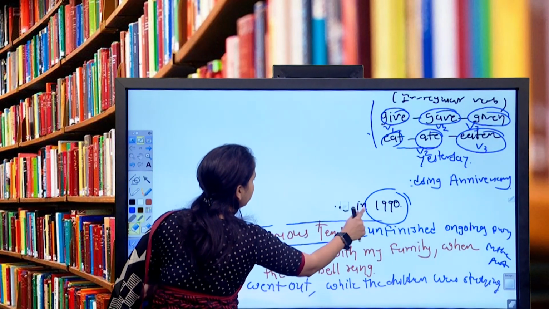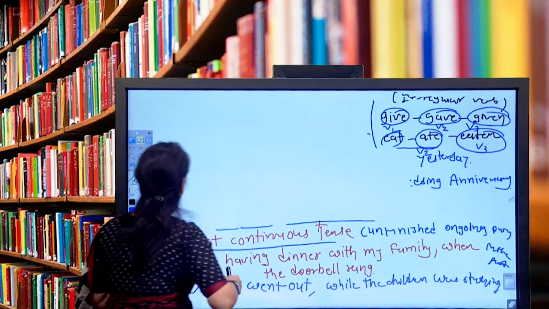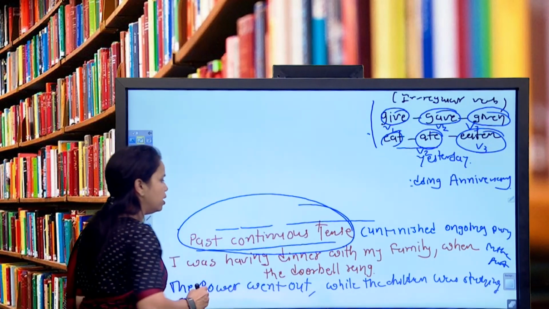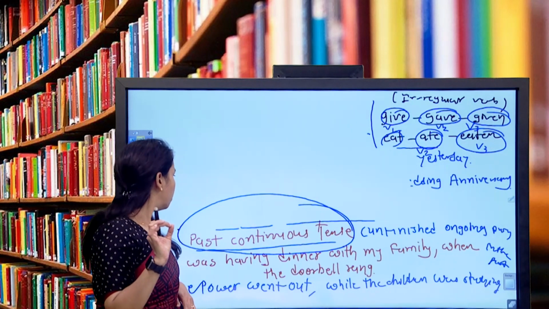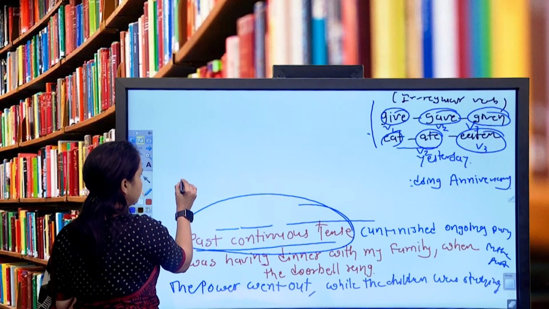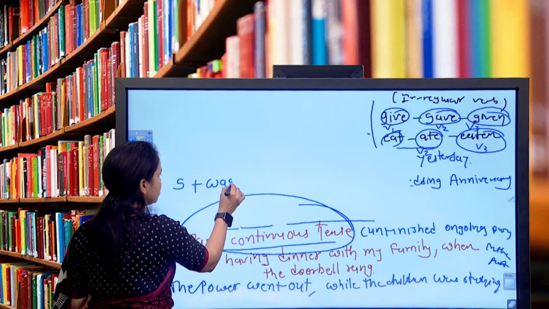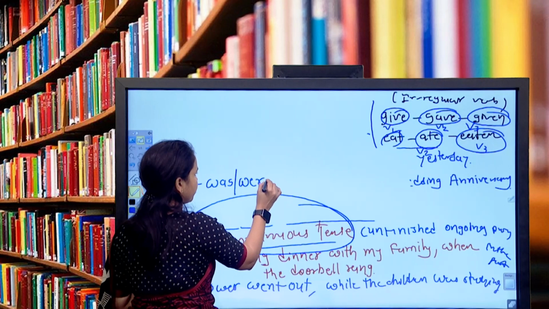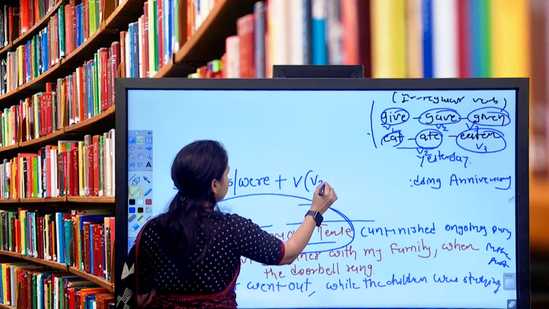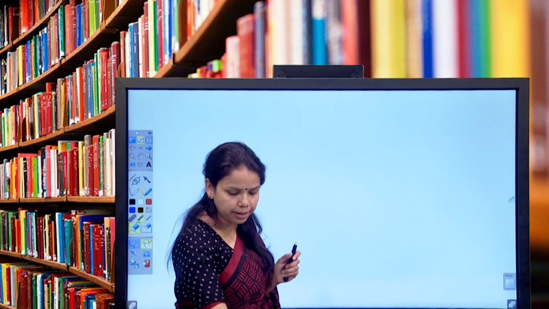Okay. So whenever we are talking about past continuous tense, first of all, you have to keep in mind one thing, and that is it is an unfinished, ongoing process. Past continuous tense. In Gujarati, you can say chalu bhutkal, right? What is the form of the past continuous tense? Subject plus was or were, main verb, and which form you have to use? V2 form, and object.